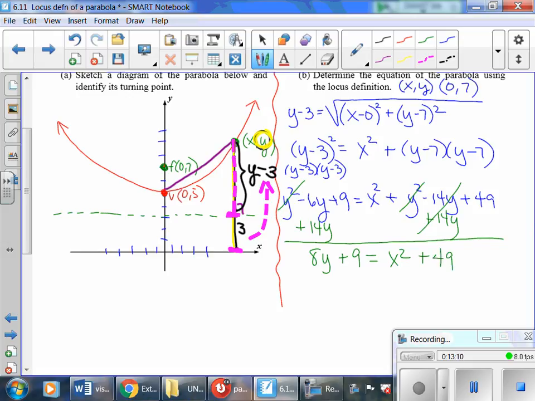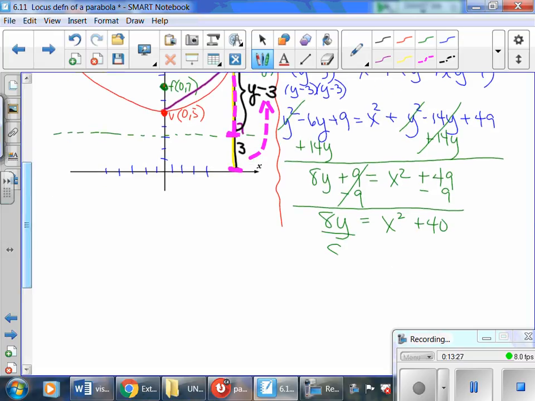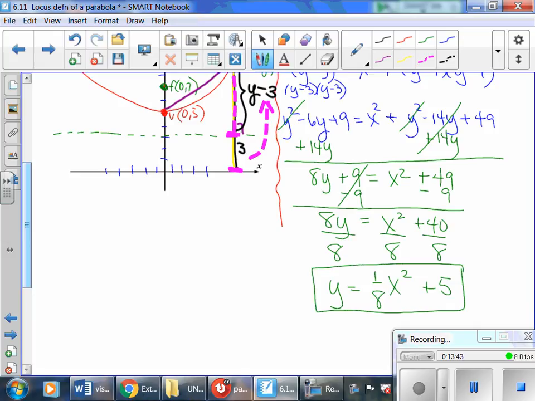So far I'm doing okay, and I want to solve for y, so that means I have to move the 9 over. And I get 8y is equal to x squared plus 40. And the last thing we're going to do is just divide both sides by 8. I divide everything by 8 so I don't forget anything. So I get y equals 1 over 8 x squared. You can write it as x squared divided by 8 plus 5. So there is the beautiful equation of the parabola that has a focus at 0, 7 and a directrix at the line y equals 3.